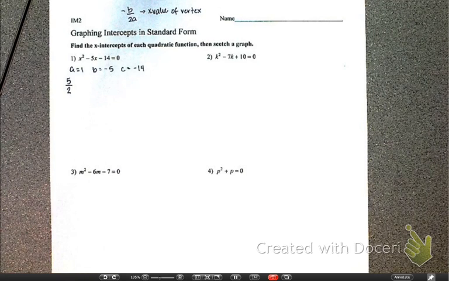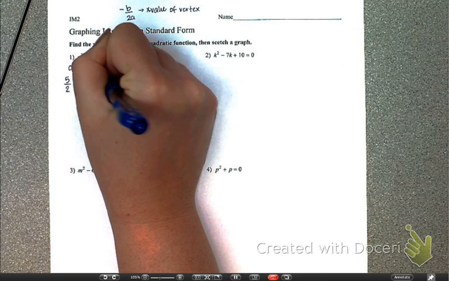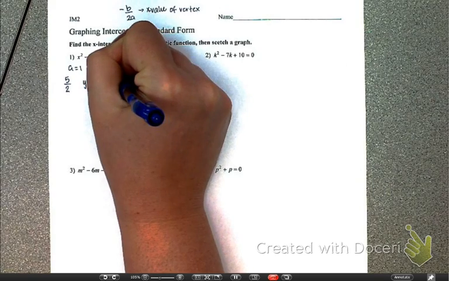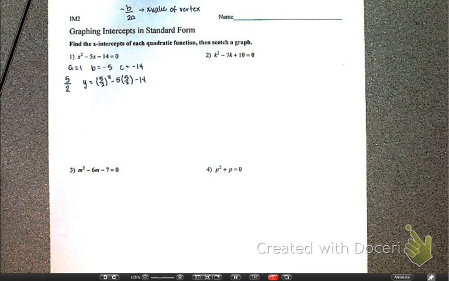What is 5/2 as a decimal? 2.5, right? So if you prefer 2.5 instead of 5/2, use 2.5. It's a nicer decimal. If it's not a nice decimal, I would stay with a fraction. I'm going to plug it back in. So y equals 5/2 squared minus 5 times 5/2 minus 14. And I think I'm going to just plug all this into the calculator. So 5/2 squared minus 5 times 5/2 minus 14.